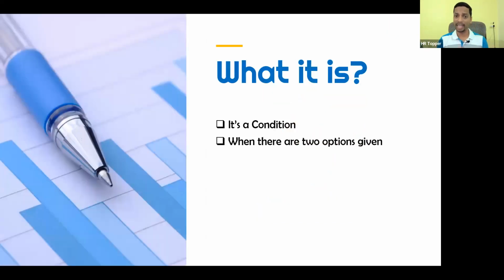As usual, let's first understand what it is. Don't get into the formula. First of all, it's a condition. You have to understand where the IF formula takes place: when there are options given, for example, yes or no. You tell me yes or no. So there is a condition to tell yes. Why should I tell yes, and why should I tell no? So there is a condition. That is what the IF condition is.